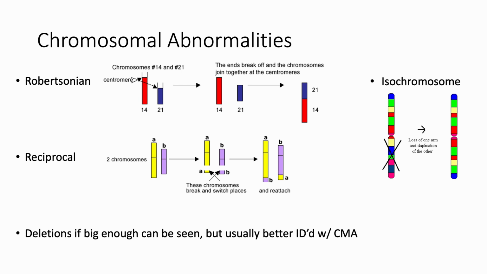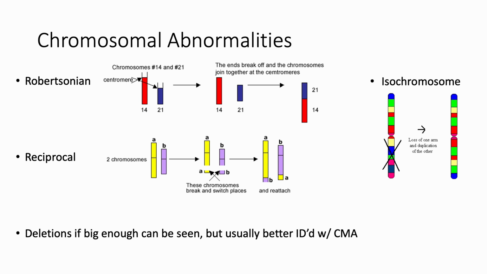Deletions occur when part of a chromosome is missing. If the deletion is large enough, it may be visible under a microscope. Smaller deletions, however, require more advanced testing methods like chromosomal microarray analysis, or CMA, which can detect subtle missing or extra chromosomal segments that traditional methods might miss.